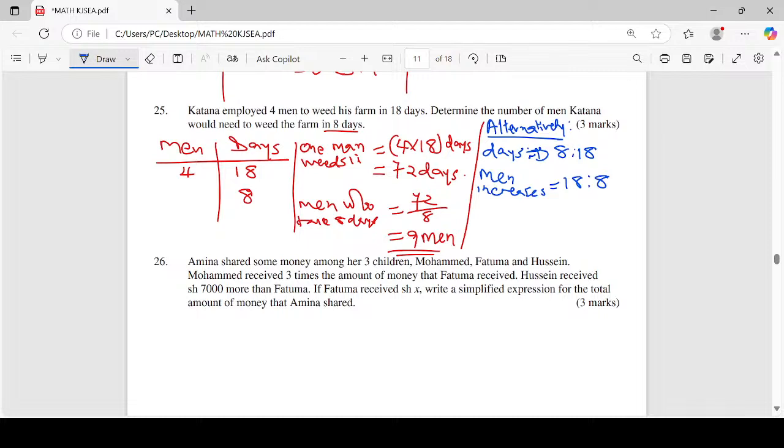So if it increases in this manner, to get the number of men, I'm going to take the ratio 18 is to 8, which is like saying 18 over 8 times 4. 18 over 8 times 4 in your calculator, you are going to get 9 men.